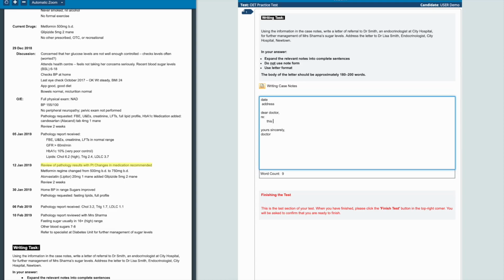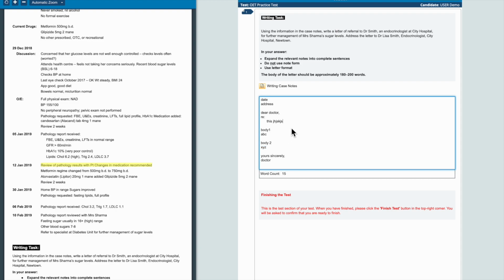Again, this is an advantage if you choose OET on computer, because I don't know how you do that if you are doing it on paper. Finish the date, address, dear doctor, regarding, and yours sincerely, a doctor, because you get points for that. And then you start typing the body of the letter, body paragraph 1, body paragraph 2, and so on. And then again, if you choose to cut paste from top to bottom, you can rearrange it, and that's the best part.